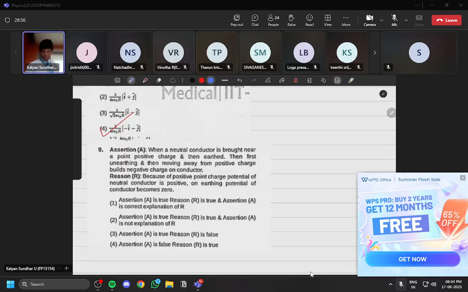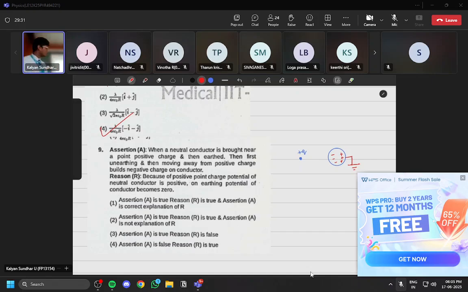Yeah. This one, the ninth one. When a neutral conductor is brought nearer, so this is a neutral conductor, brought near a positive charge plus q, and then earthed. Then first unearthing, then moving away. After earthing, the negative charges will be on this side and the positive charges on this side, right? Now after earthing, we cannot conclude whether it will have positive charge, because we do not know whether negative charge was earthed or positive charge was earthed.